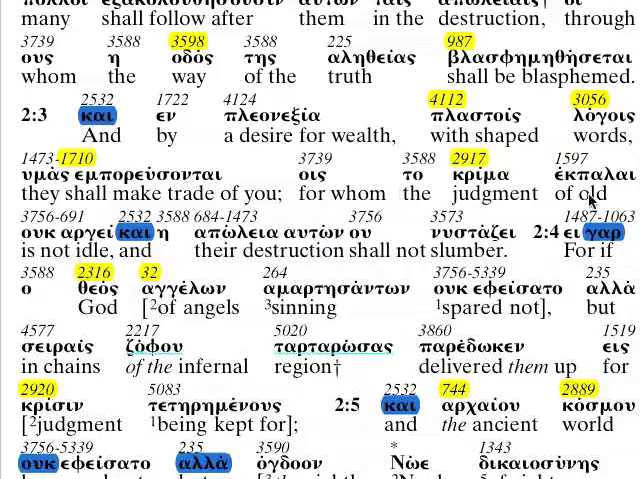For whom the judgment of old, the krima, crime is a judicial term in English, of old is not idle, and their destruction shall not slumber. So now he brings in the ones who, for a desire for wealth, with shaped words shall make trade of you.